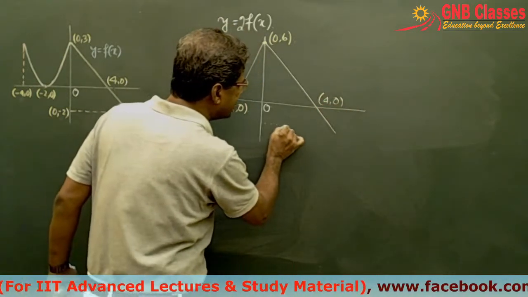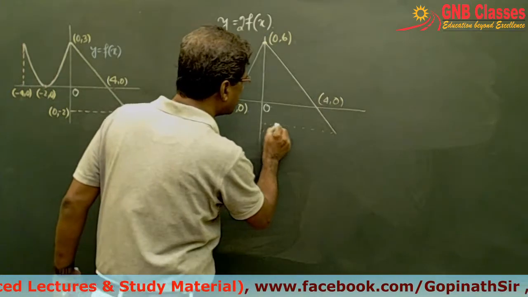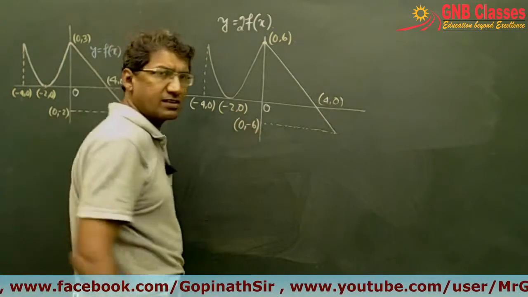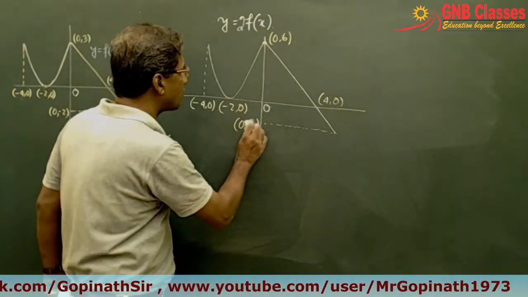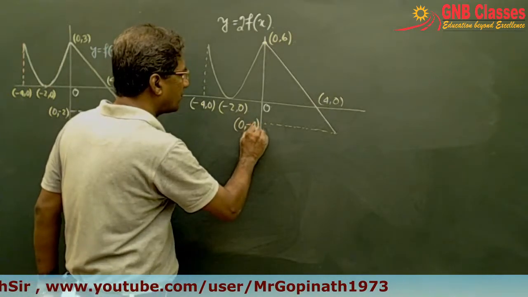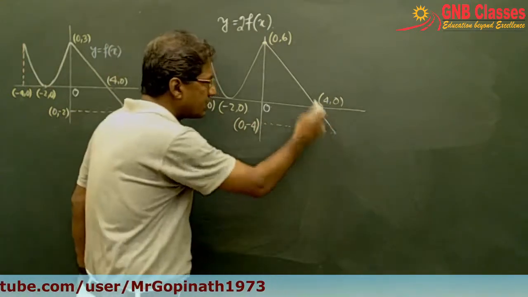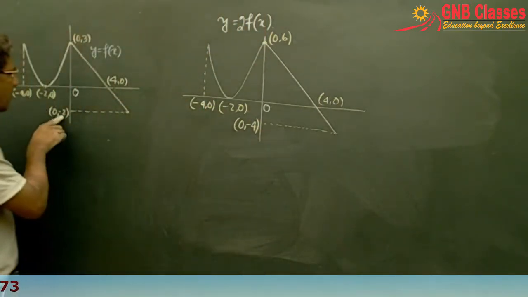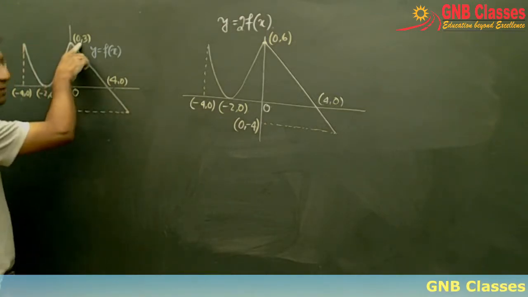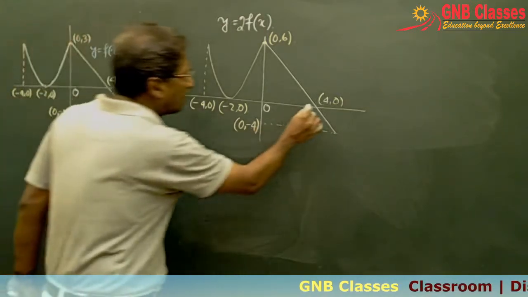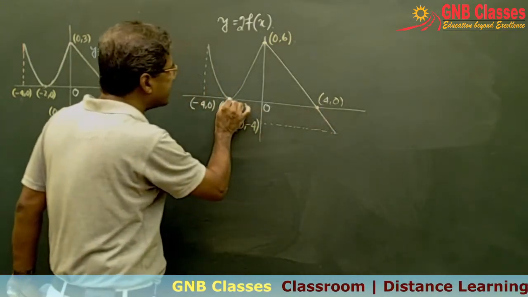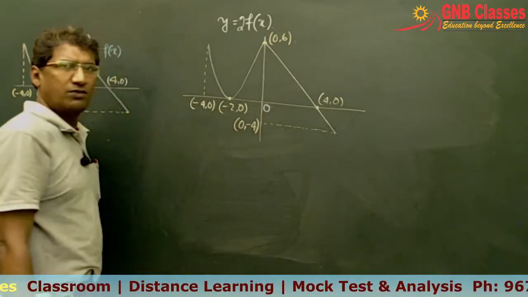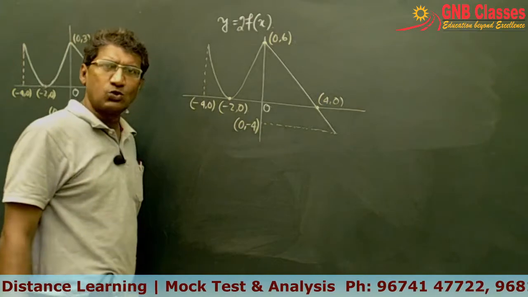But this point again, since it has been stretched 2 units along the y-axis, so now this point will become 0, minus 4. Oh, I'm sorry. Since you have stretched the curve along the y-axis by 2 units, this point will become 0, minus 4. This point will become 0, 6. But the point where the curve is intersecting the x-axis or touching the x-axis will remain unchanged. So this is the curve of the transformed graph of y equals 2 times f(x).